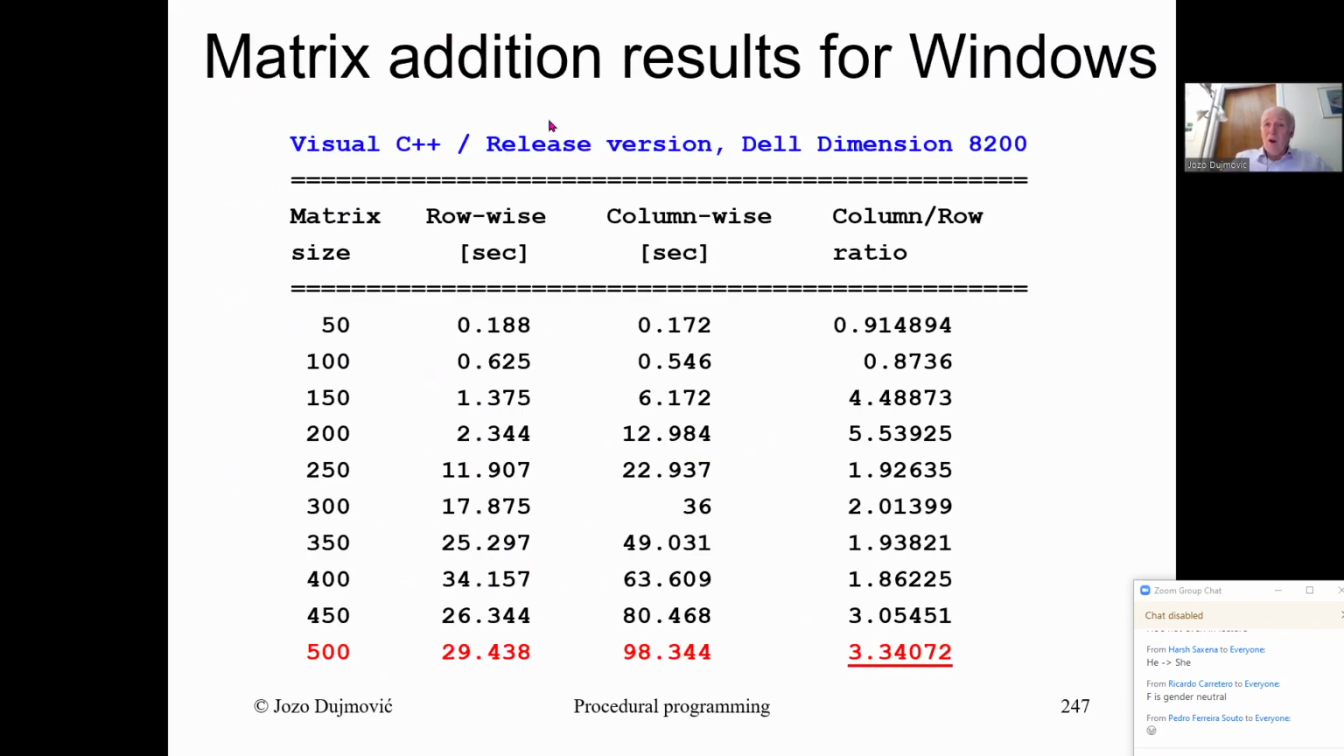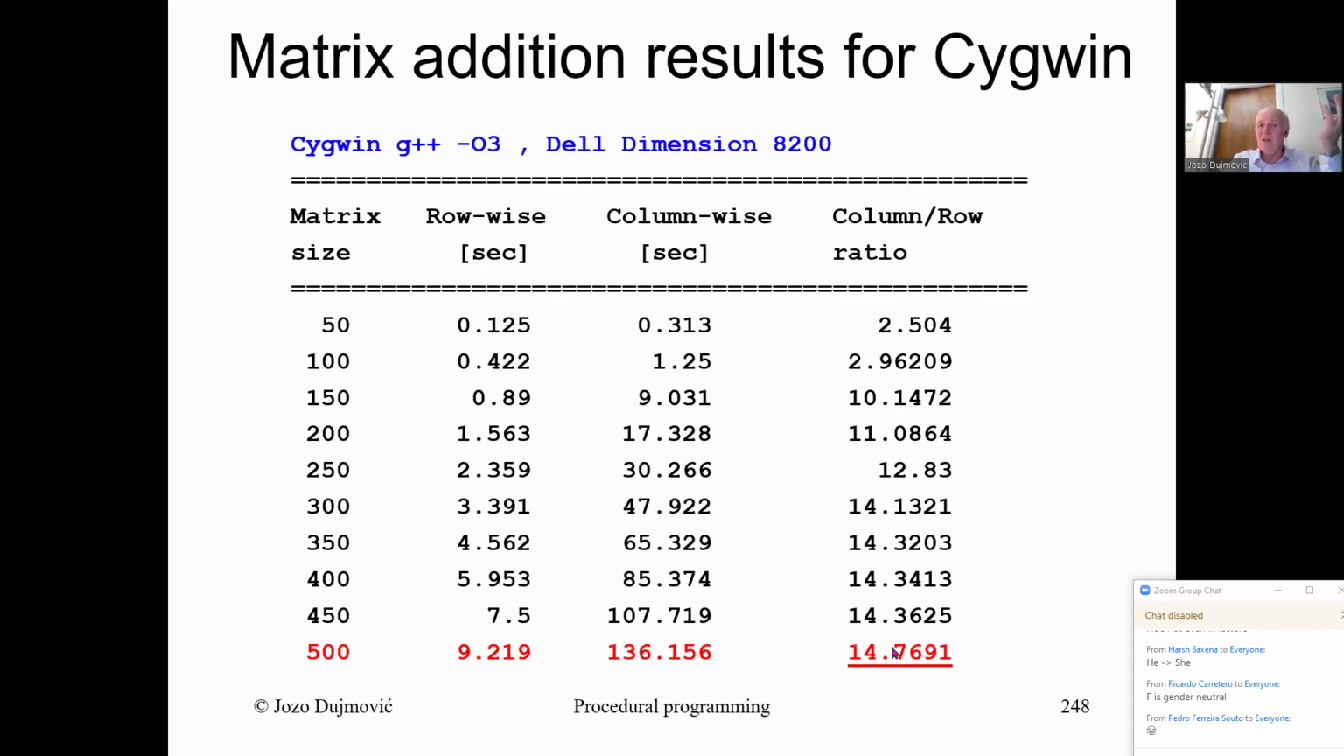Now, when I do that with Visual C++, the Microsoft compiler, if I go row-wise, this is going to take 29 seconds, when I repeat that sufficient times with a 500 times 500 matrix. If I go column-wise, 98 seconds. This is 3.3 times slower if I go column-wise, okay? So obviously, one permutation of indices gives me a 3 times improvement, which is dramatic.